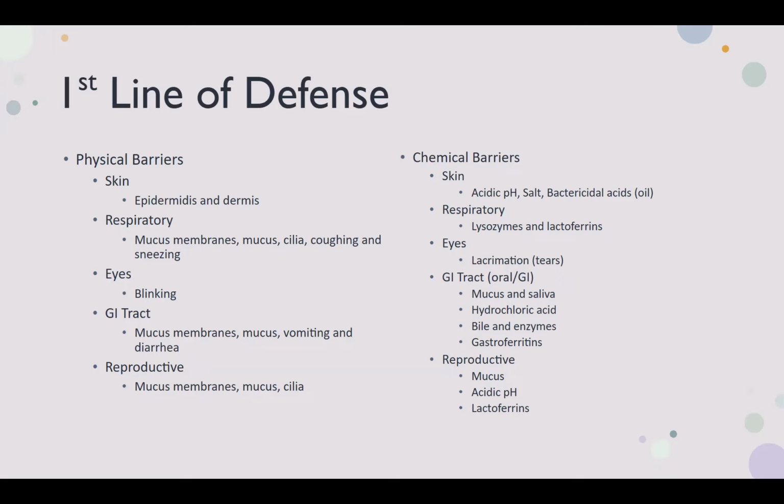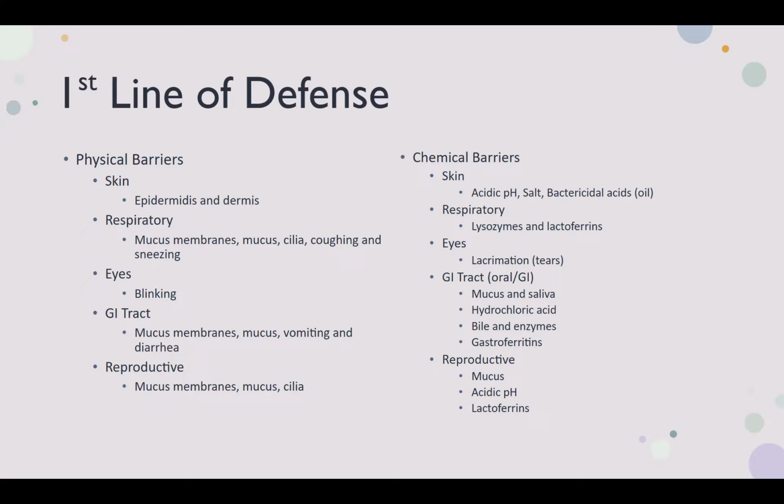So, for example, for your physical barriers, on the skin you have your epidermis and your dermis. Most likely, your exam microbe is going to infect either the respiratory tract, the GI tract, or the reproductive tract. And the reason I want you to highlight those is because if you look at the physical barriers, they all have mucous membranes. They all have mucus.